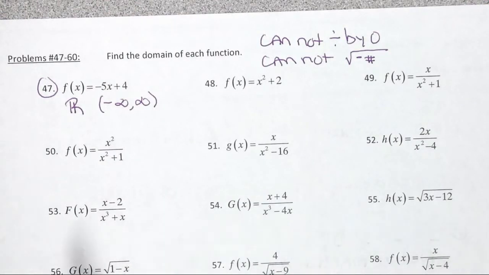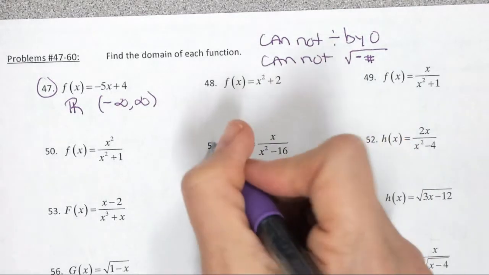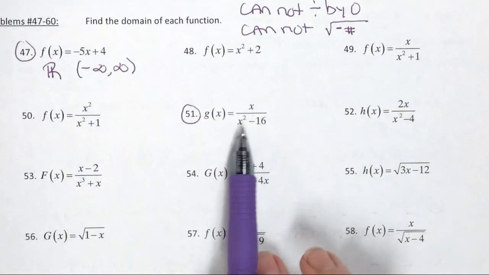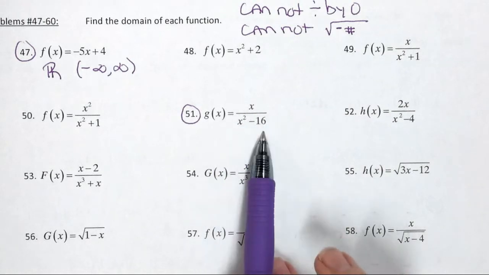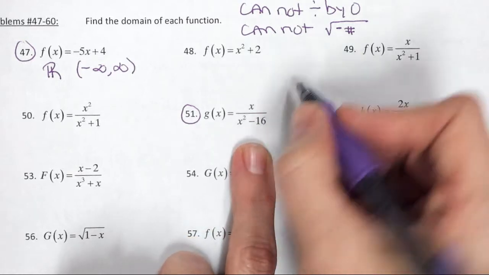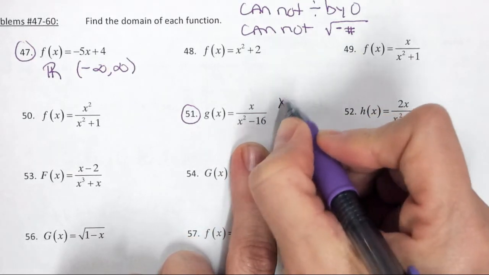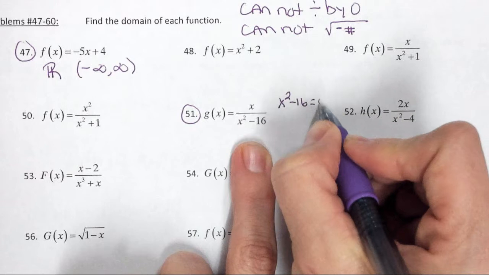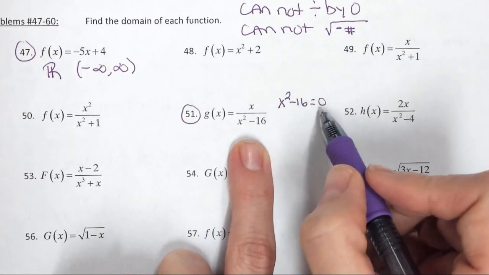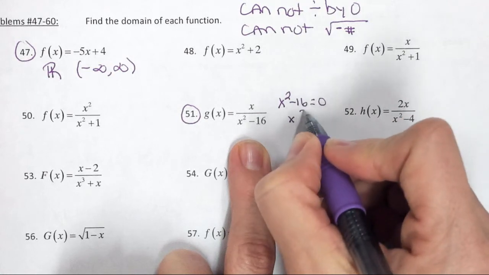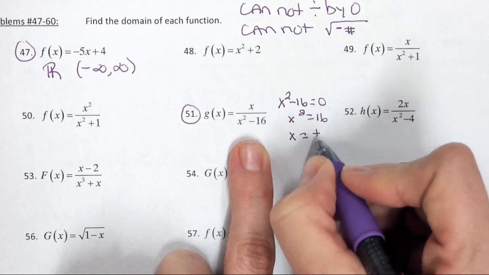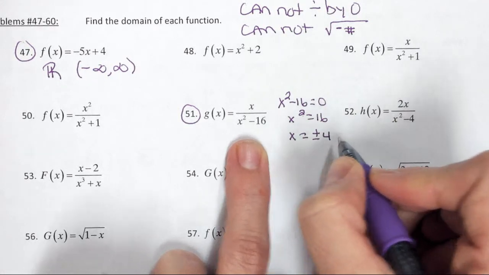Okay? Let's go look at 51. Now 51 is dividing. We just said if you're going to divide, what can the bottom number never be? The bottom number can never be 0. So what I have to do is take whatever's on the bottom and set it equal to 0 and solve it. Okay? So I know if I was going to solve this for 0, I'd move the 16 over to the other side. To get rid of the square, I take the square root. My answer is plus or minus 4.